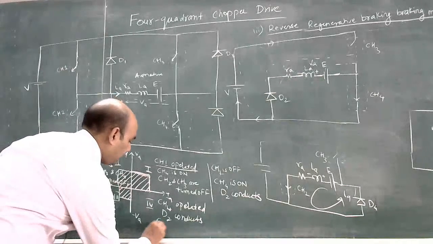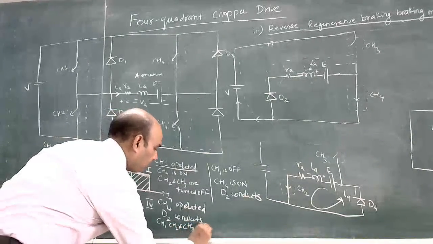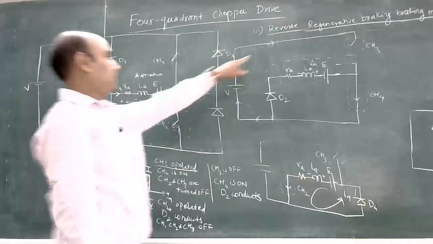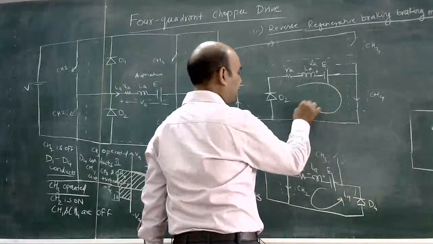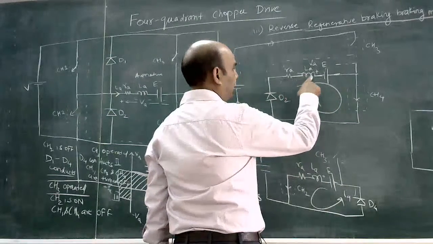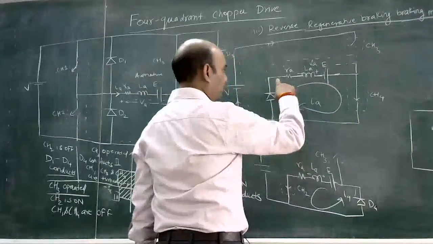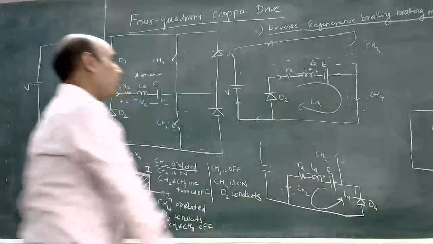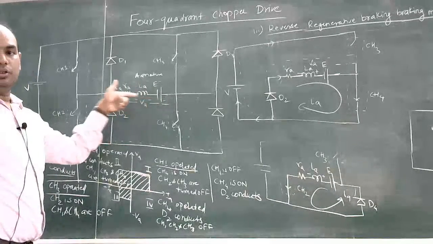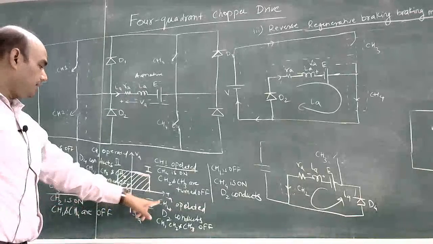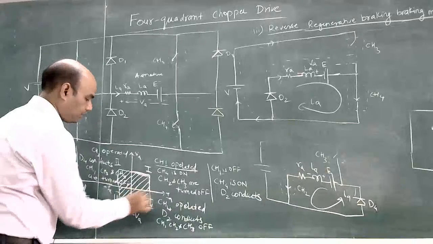D2 conducts and CH1, CH2 and CH3 are off. These three switches CH1, CH2 and CH3 are off, and current will be in this direction. So it will flow through RA, LA, E, CH4 and D2 like this. Again it is in the same direction as the IA which we have assumed is going into the armature. So here IA is positive. In the fourth quadrant, IA is positive.